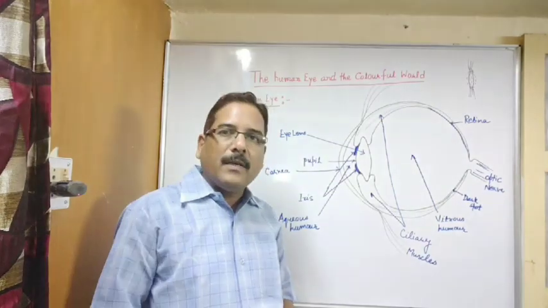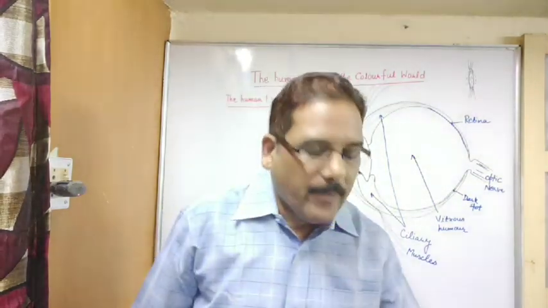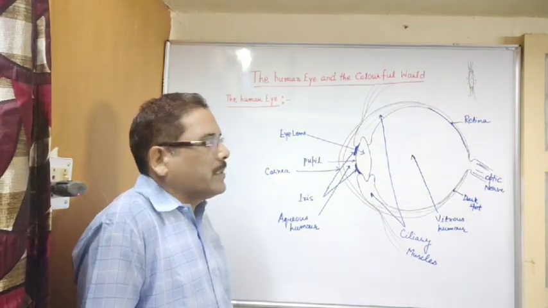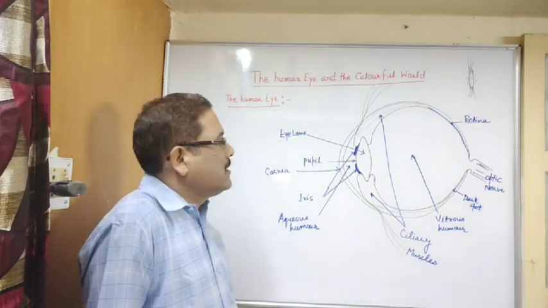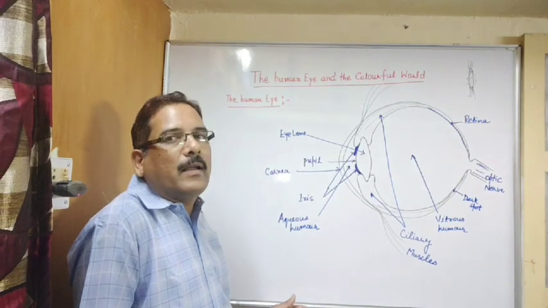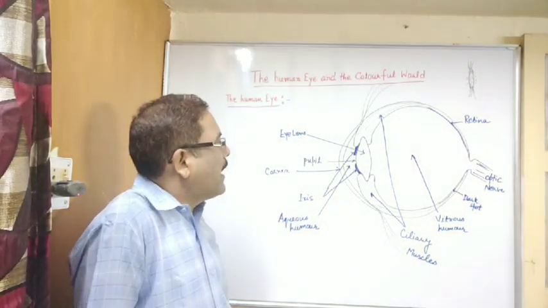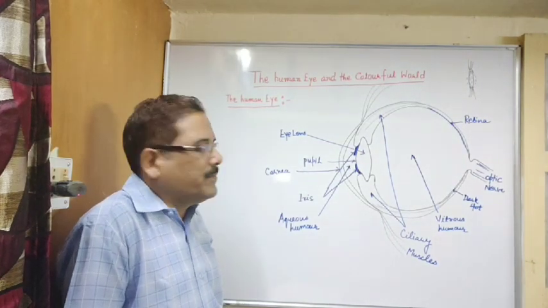So the function of the ciliary muscles is very important because it provides accommodation. With the help of the ciliary muscles, we can change the focal length of the eye lens and we can see nearby objects as well as far off objects.